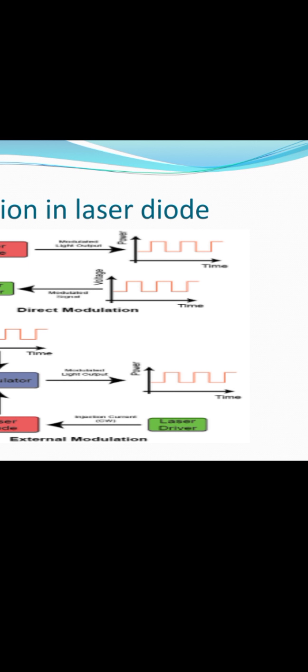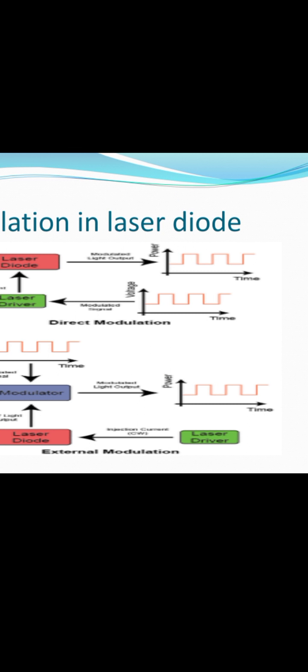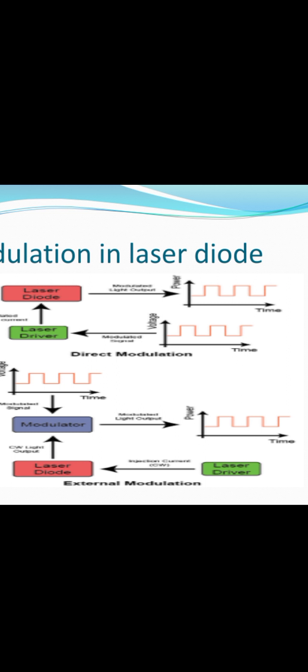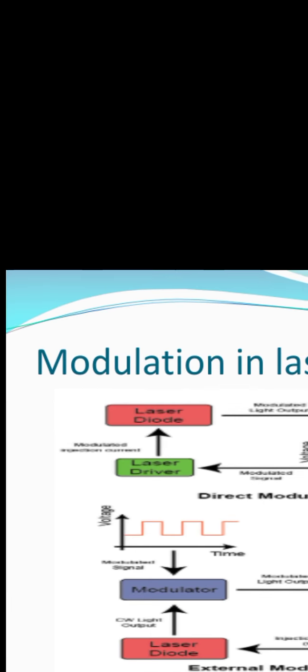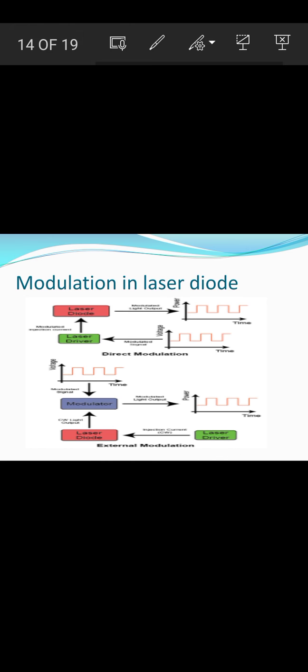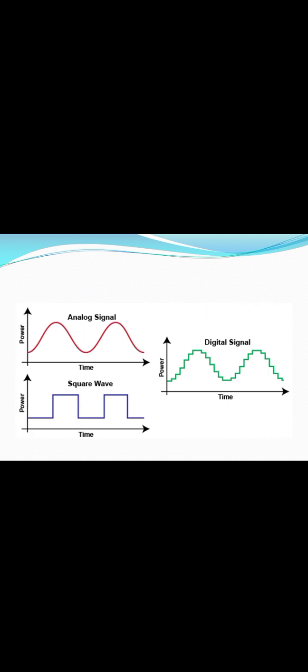In direct modulation, the time signals or square wave signal input is applied to the laser drivers and it is converted into the laser diodes. This part is called the direct modulation of laser diodes.